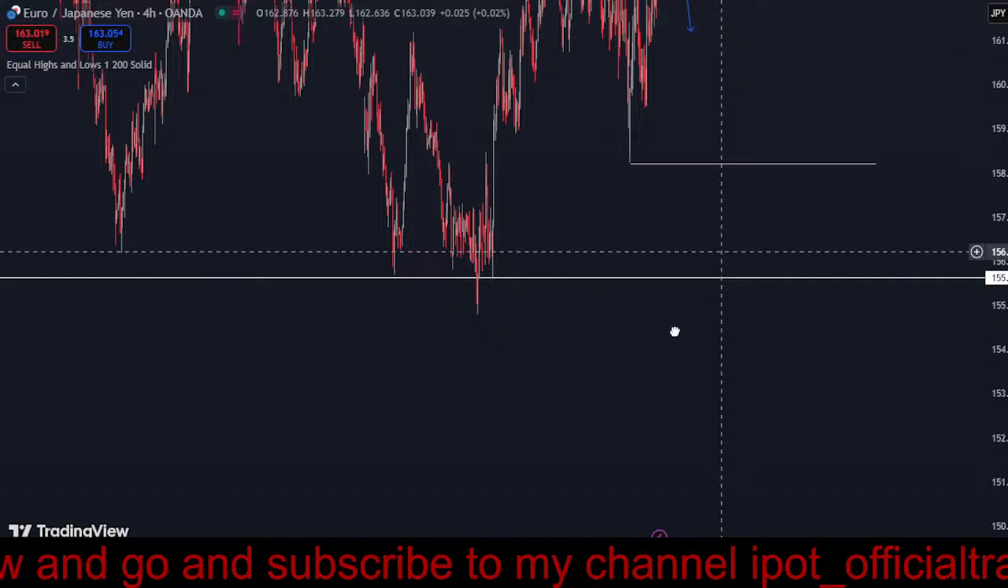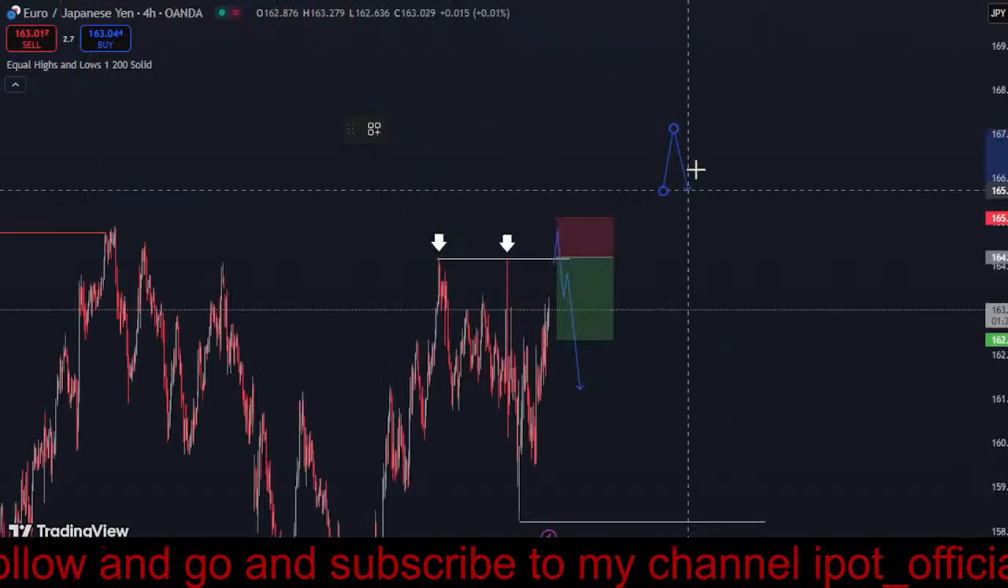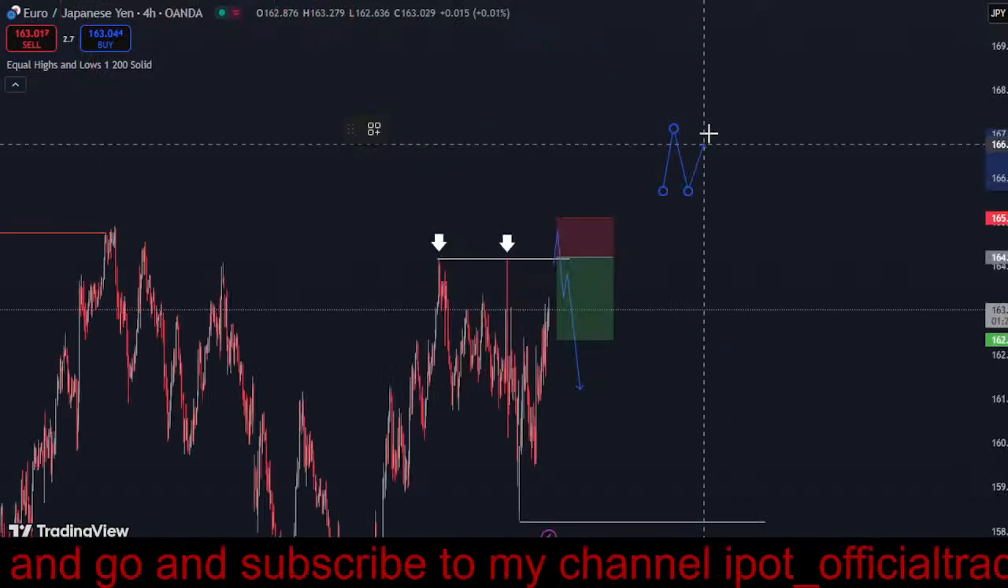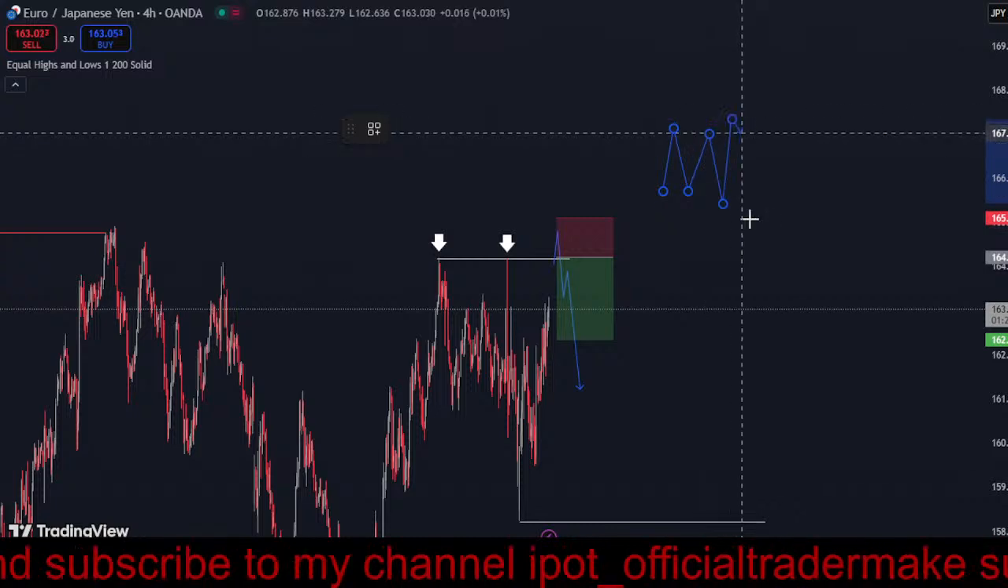if the market creates equal highs, it will always break those equal highs, and then it will move to the next equal lows. So it always respects equal highs to the nearest equal lows. So if you have equal lows, just know that those are your TPs. You just need to know how the market reacts.